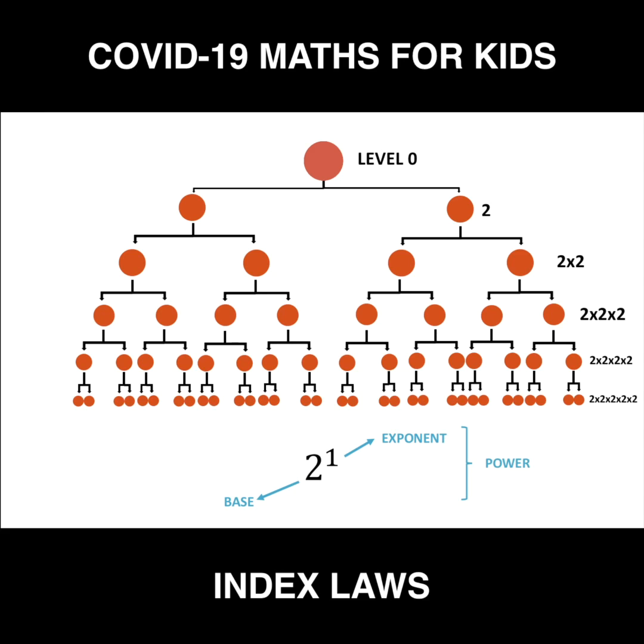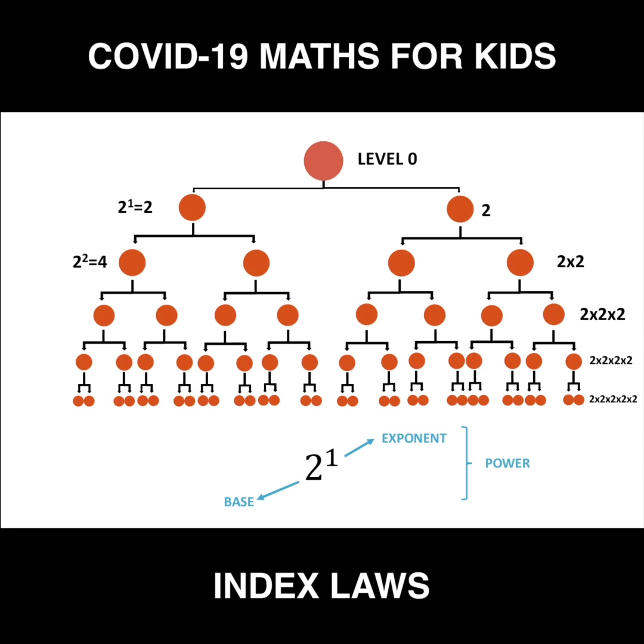Now, this example belongs at level 1. And what it means is we use 2 in the multiplication process once. So we use the base once, which is given by the exponent. So 2 to the power of 1 equals 2. If we do the next level, the base is still 2. The exponent, because we're at level 2 now, is 2. And we have 2 times 2 equals 4.